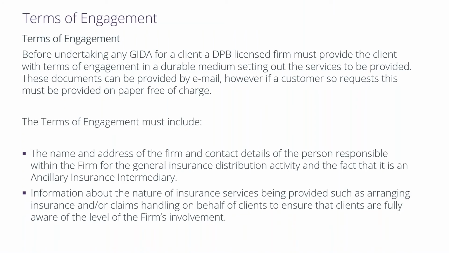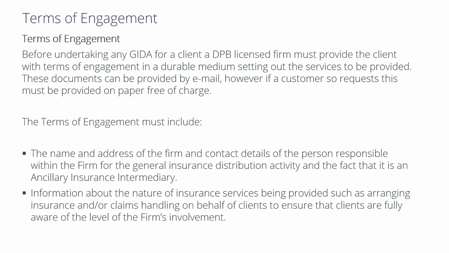So the first document we're going to talk about is the Terms of Engagement. The Terms of Engagement must be issued to clients before you undertake any general insurance distribution activity for them. You must provide the Terms of Engagement in a durable medium, setting out the services to be provided. A durable medium is any instrument that allows the recipient to store the information. So for example, this would be paper or email. The documents can be provided by email. However, if a customer requests, you must provide the information on paper free of charge.